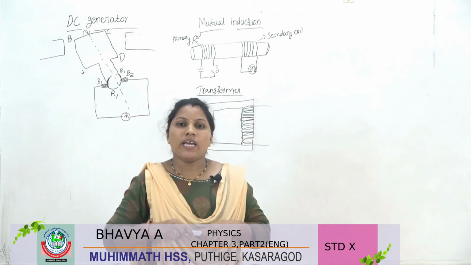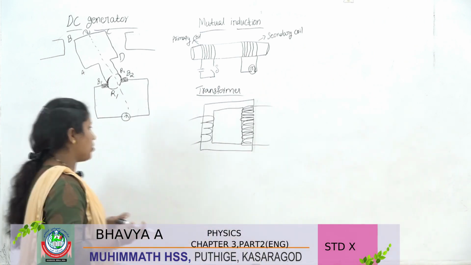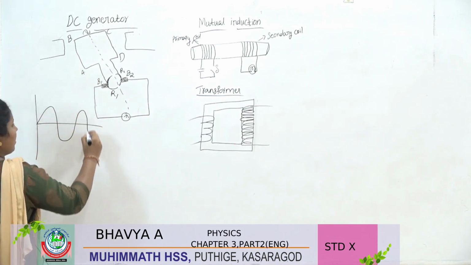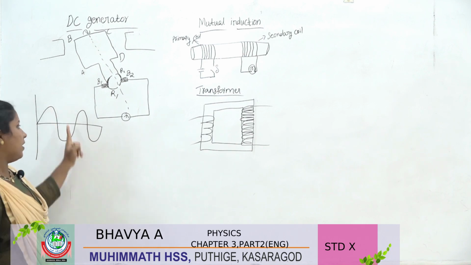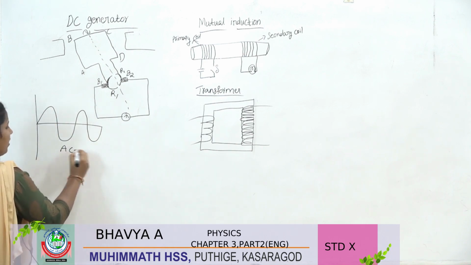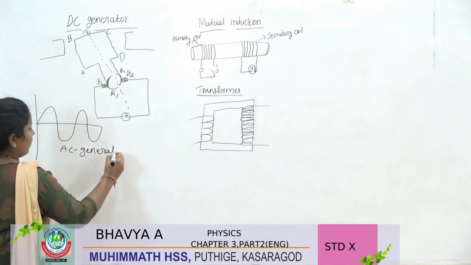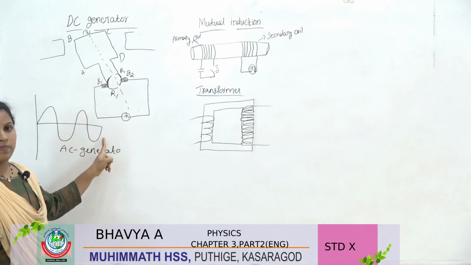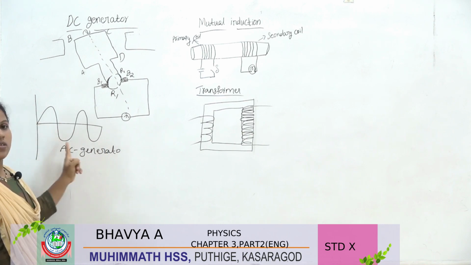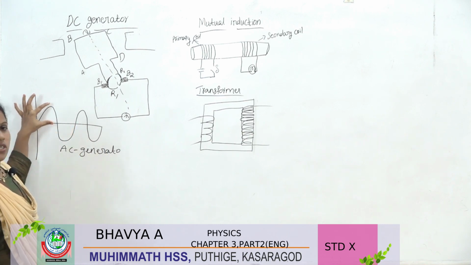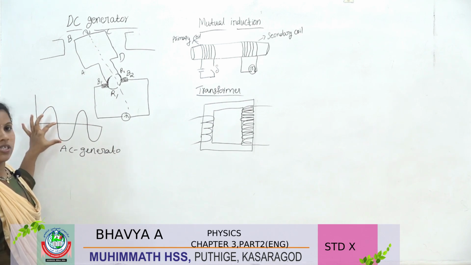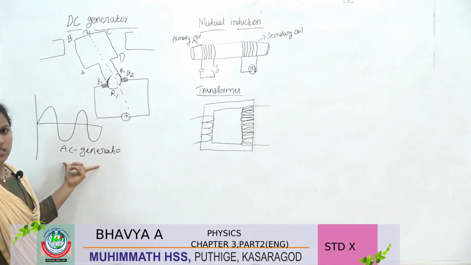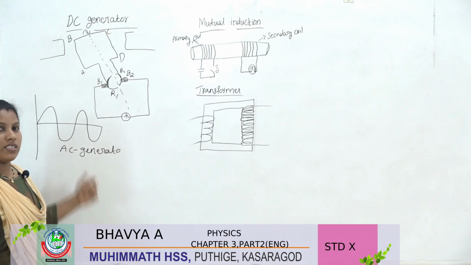We have studied the AC generator graphical representation. How is it? The graph shows the increasing and decreasing EMF. In an AC generator graph, the EMF increases and decreases. What happened to the direction of current here? In the first half rotation it is in one direction, in the next half rotation in the opposite direction. So here the direction of current also changes. This graph represents the AC generator.